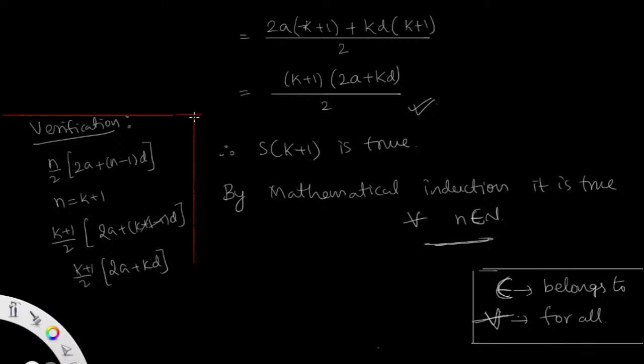In the RHS, in the place of n, substitute k plus 1. This term and this term are the same. Therefore the total expression is in terms of k plus 1. Therefore the given statement in terms of k plus 1 is true. By the principle of mathematical induction, it is true for 1, and if k is true then k plus 1 is also true. Therefore, by mathematical induction it is true for all n belongs to N. This symbol is called belongs to, and this is called for all. So this is the mathematical induction process.